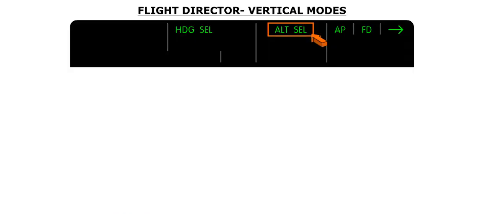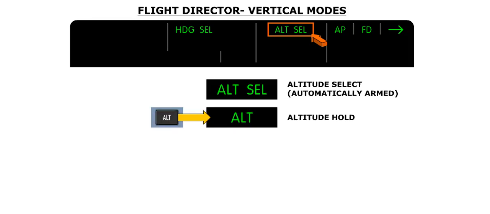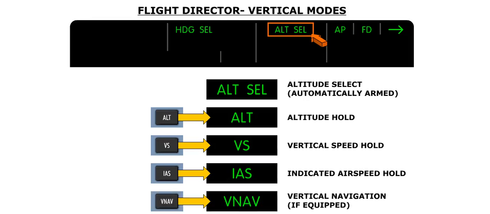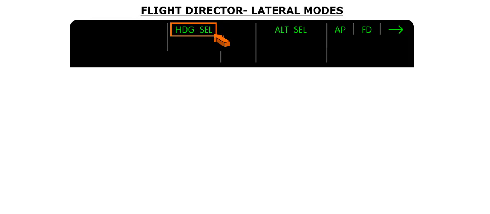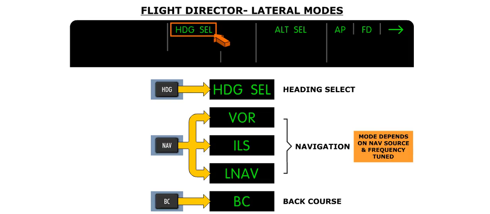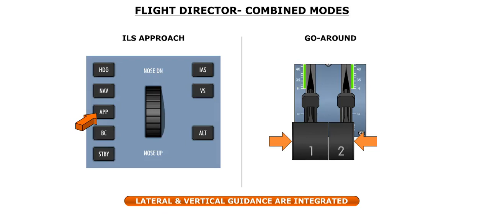The flight director vertical modes consist of altitude select, altitude, vertical speed, indicated airspeed, and VNAV, if the aircraft is VNAV equipped. The flight director lateral modes consist of heading select, nav, and back course. These modes are the same modes as the autopilot modes. The flight director system also has two combined modes, where lateral and vertical guidance is integrated. These are the ILS approach and go-around modes.